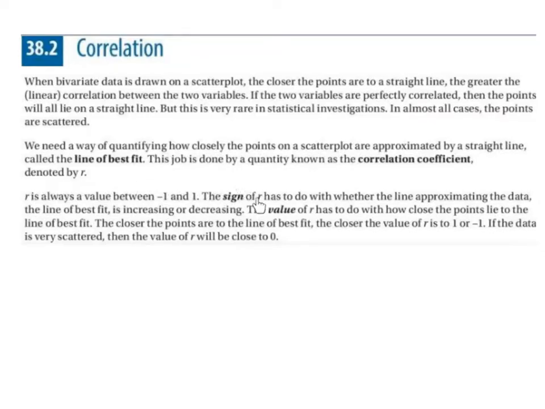The sign of r has to do with whether the line approximating the data, i.e. the line of best fit, is increasing or decreasing. The value of r has to do with how close the points lie to the line of best fit. The closer the points are to the line of best fit, the closer the value of r is to 1 or -1. If the data is very scattered, then the value of r will be close to 0.